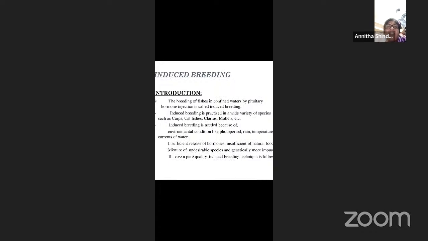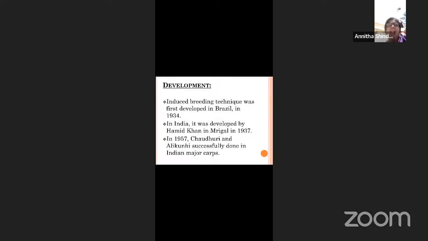Then there is insufficient release of hormones and insufficiency of natural food, then mixture of undesirable species and genetically more impure stock. So to have a pure quality, the induced breeding technique is being followed. So this is why induced breeding has been done and it has produced a number of varieties. The induced breeding technique, they said, was first developed in Brazil in the year 1934.